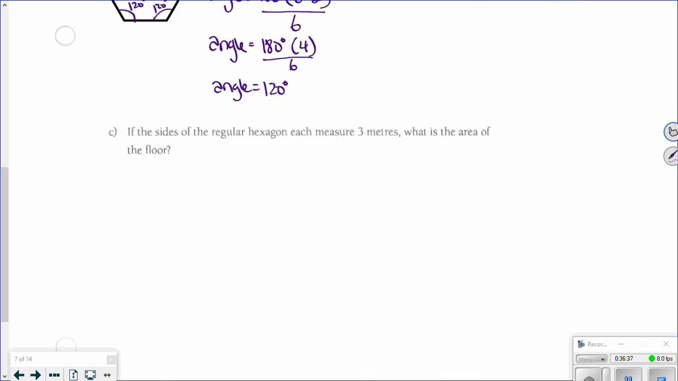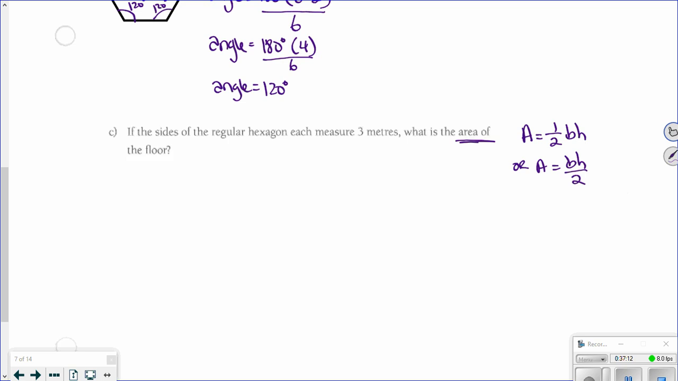The last piece says, if the sides of the regular hexagon each measure 3 meters, what's the area of the floor? We're talking about area. We do not have a formula for area of a hexagon. That's not one of those area formulas that you guys should know. We do know that area of a triangle equals 1/2 base times height, or base times height divided by 2. Both are the same thing, just depends which way you guys learned it.